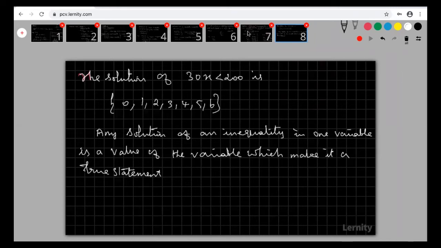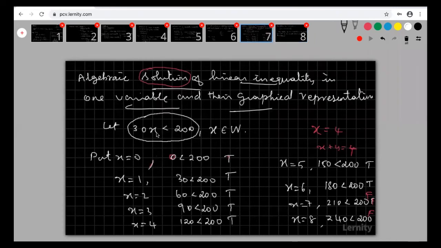So now look at that. This is our inequality. These values, x is equal to 0, 1, 2, 3, 4, 5, 6, these 6 values satisfy this inequality, that means they make this inequality true.